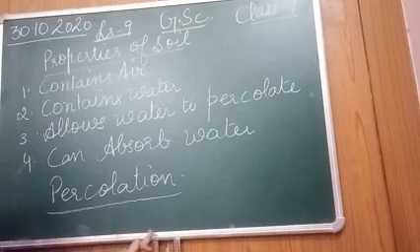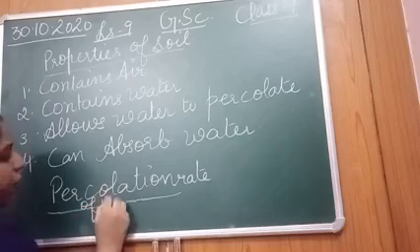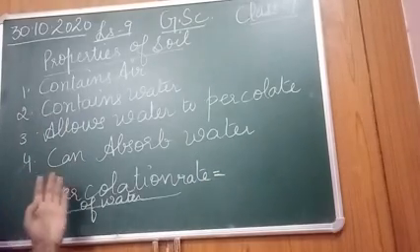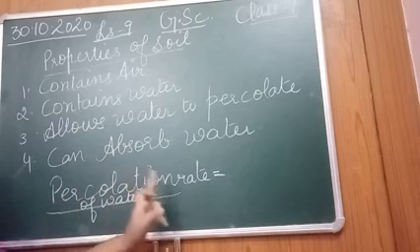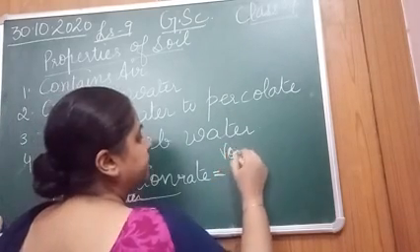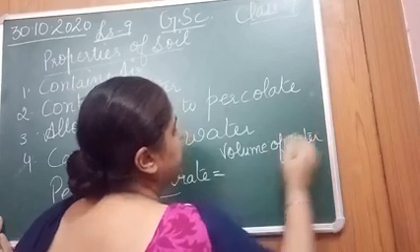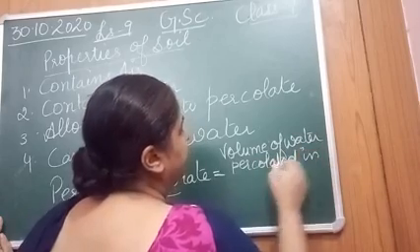So to calculate the percolation rate of water, we have a formula. Percolation rate of water, how do we calculate it? This is very important. Generally, numericals come in exams based on this formula. What is the formula to find percolation rate of water? It is the volume of water percolated in soil.